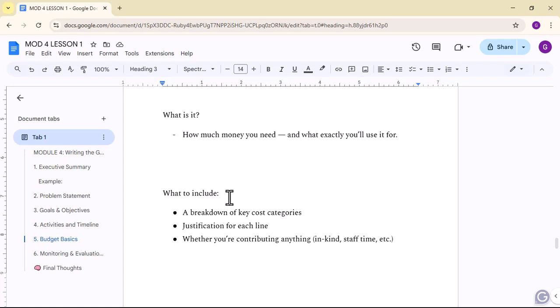So if you are requesting a 3 million naira grant, show how every naira links back to your activities. There should not be a place that cannot be accounted for. Everything in the money needs to be accounted for in the activities.